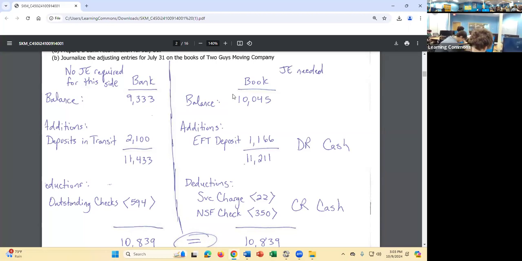Part two says that we need to journalize the entries. For these adjustments here, these are not our normal adjusted journal entries, so we do use cash in this instance, okay? Now, you draw a line down the middle here. We're separating our bank from our books. Which side needs to have journal entries done, the left or the right? Why is it the right?